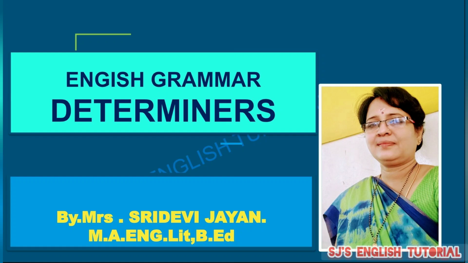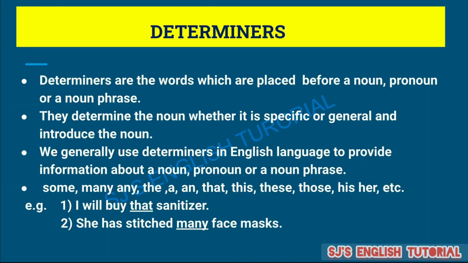Today I will explain a grammar topic, determiners. Determiners are the words which are placed before a noun, pronoun or a noun phrase. They determine the noun, whether it is specific or general, and introduce the noun. We generally use determiners in the English language to provide information about a noun, pronoun or a noun phrase.